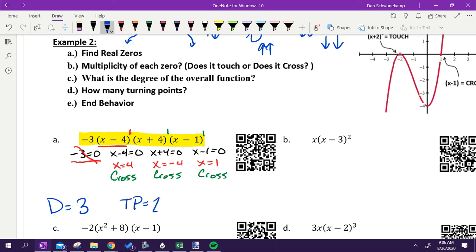So, Abby, how many turning points are we going to have? 2. And that's at most 2. But 95% of the time, you're going to be able to see those 2 turning points. So 2 points there. Last thing is end behavior.